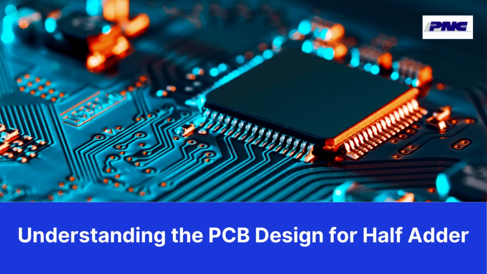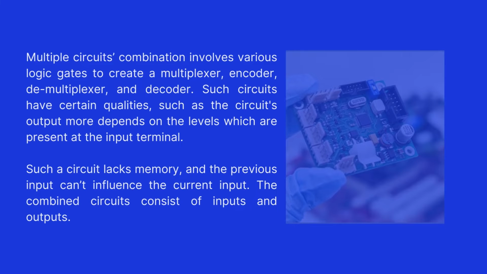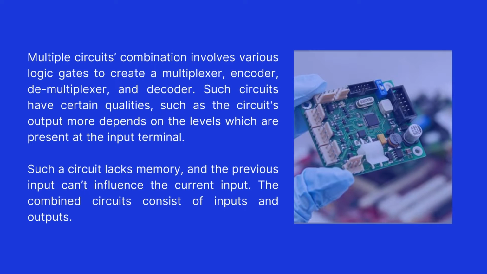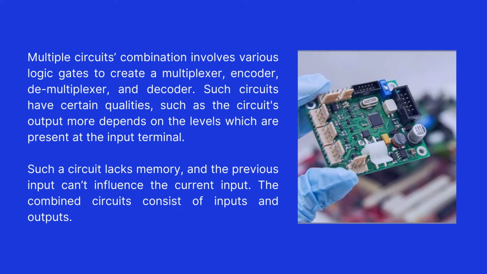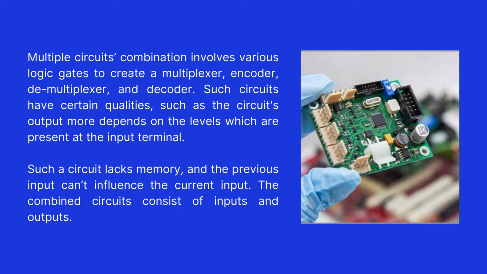Understanding the PCB design for half-adder multiple circuits combination involves various logic gates to create a multiplexer, encoder, de-multiplexer, and decoder. Such circuits have certain qualities, such as the circuit's output depends more on the levels present at the input terminal. Such a circuit lacks memory, and the previous input can't influence the current input. The combined circuits consist of inputs and outputs.